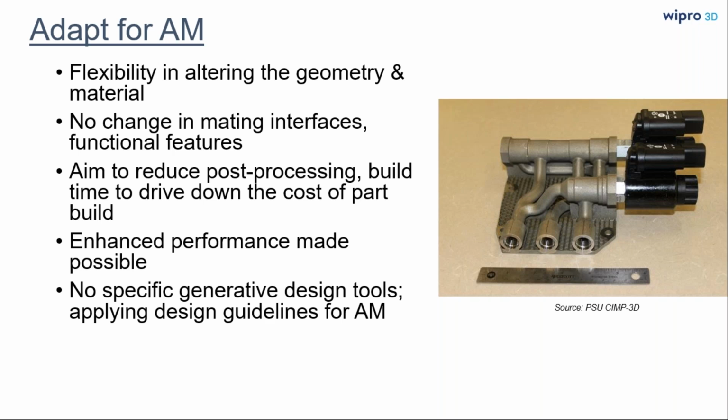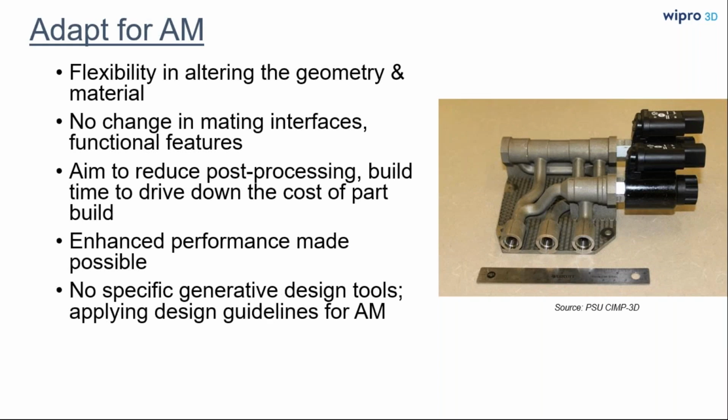Secondly, we have adapt for AM, or adapt for additive manufacturing, wherein we have the flexibility in altering the geometry and the material. That being said, we cannot change the mating interfaces and the functional features. So whenever we have a conventional assembly or part which is designed for conventional manufacturing, it will be serving a specific purpose. So all of the dimensions which are incorporated to serve this purpose cannot be altered in this strategy. We can only work around the design space surrounding these features.